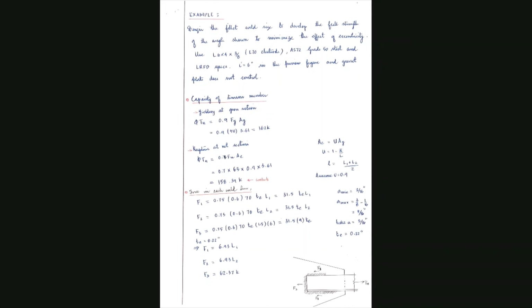Now let's do a problem which involves balanced welds. Design the fillet weld to develop the full strength of the angle shown to minimize the effect of eccentricity, which means it is a balanced weld. So this is another way of putting it. You have to use angle 4 by 3 by 3/8, and the electrode type is E70. Grade of the steel is A572 grade 50, using LRFD specs.